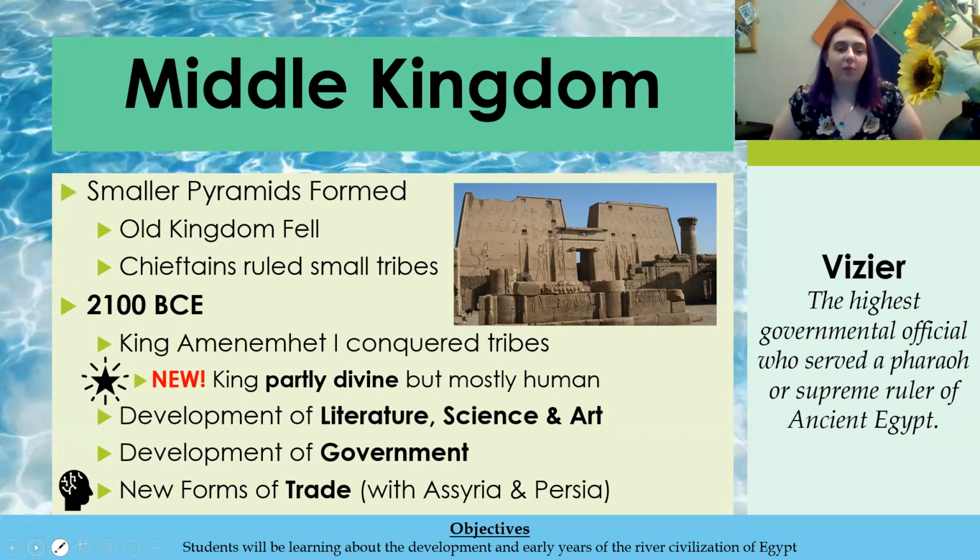This new king would develop things like literature, science, and art, which would spread throughout the area, as well as the development of more writings, and we'll talk about hieroglyphs later on that kind of developed during this time, as well as the development of government. You would have the position of vizier that would be introduced. This was the highest government official who served a pharaoh or supreme ruler of ancient Egypt. And basically the vizier's job was kind of to both advise and rule instead of the pharaoh.